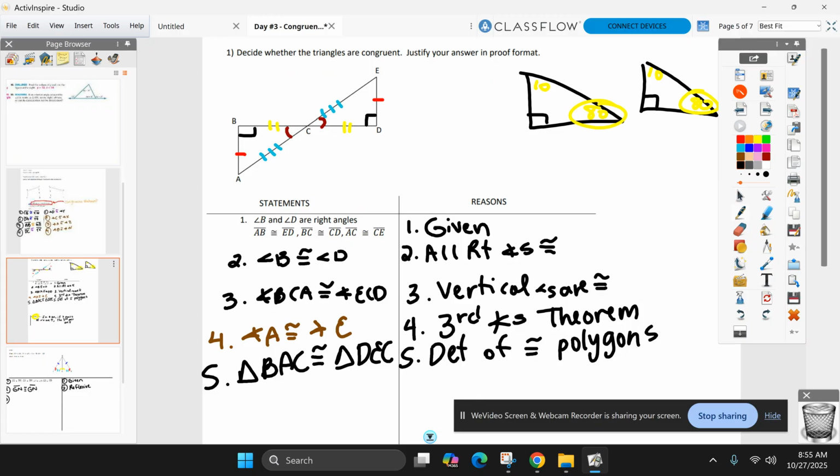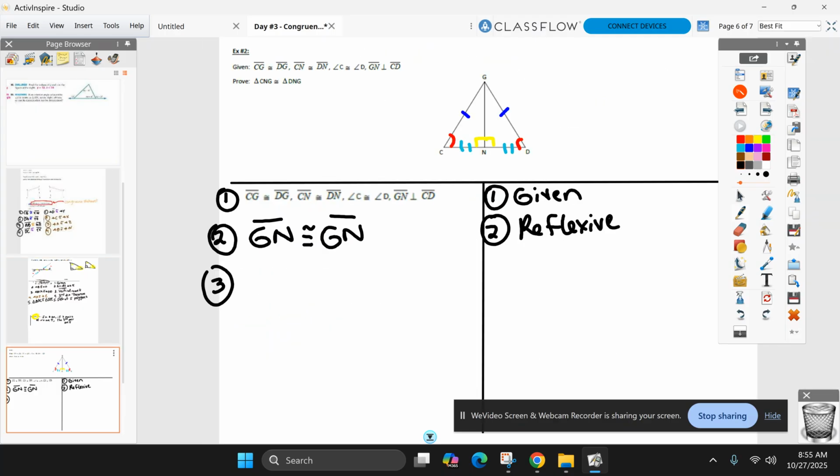We are going to write this, but we got to write something before it. If all right angles are congruent, you need right angles to be congruent. Not in your diagram. I need right angles in the statements. So that is where we got to start this one. Don't tell me they're congruent. Tell me where they are.